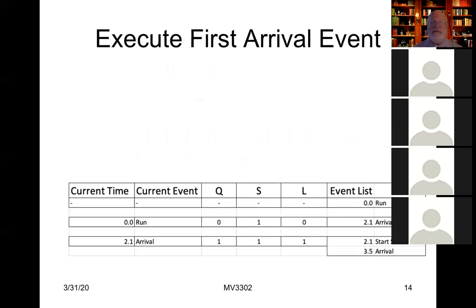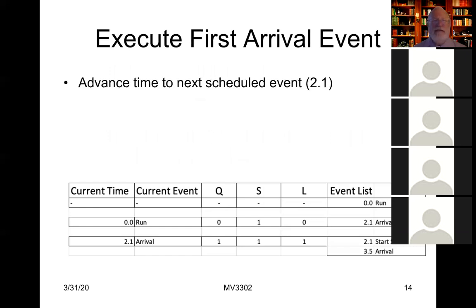Now, let's execute the next event. So what does that do? That advances time to the next scheduled event. In that case, our next scheduled event is this arrival event that occurs at time 2.1.